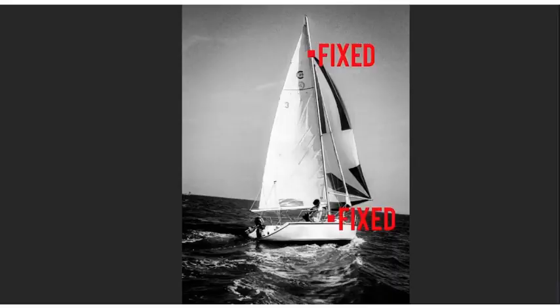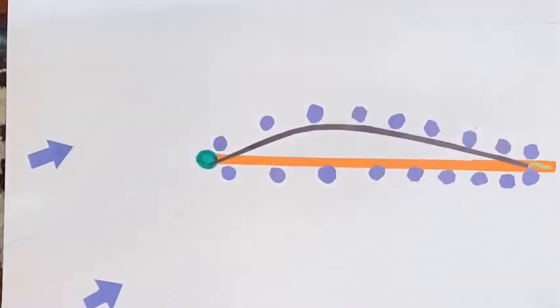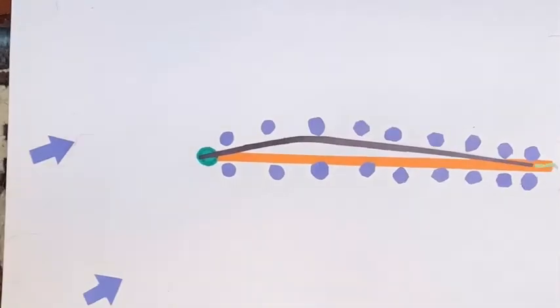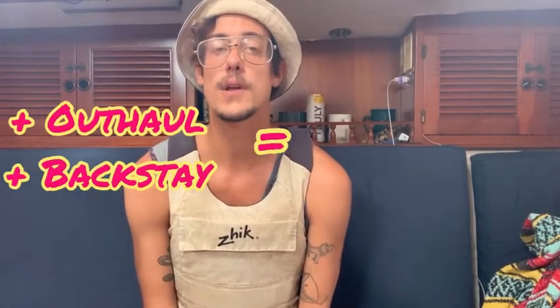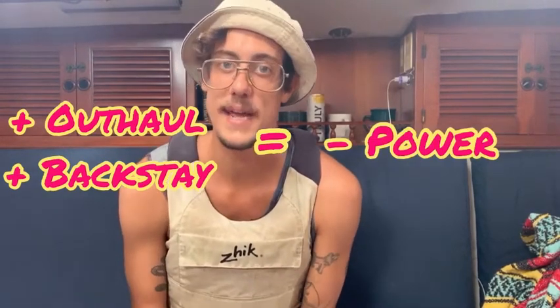The next way we can adjust the amount of draft that we have is by manipulating our backstay. If we tighten the backstay, the top of the mast is coming back slightly, but the middle section of the mast is actually bowing forward, and in turn is going to reduce the draft of the middle section of the sail. By tightening our outhaul or our backstay, we're going to be effectively reducing the power of our mainsail.